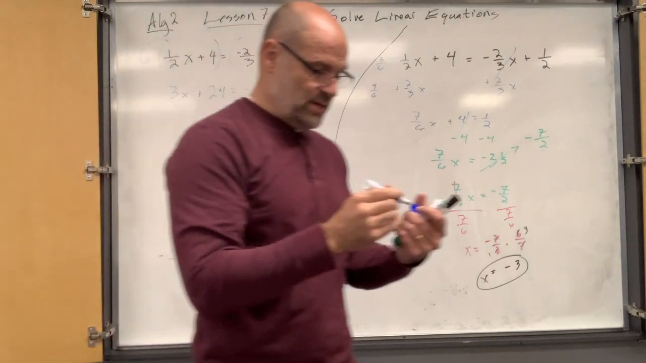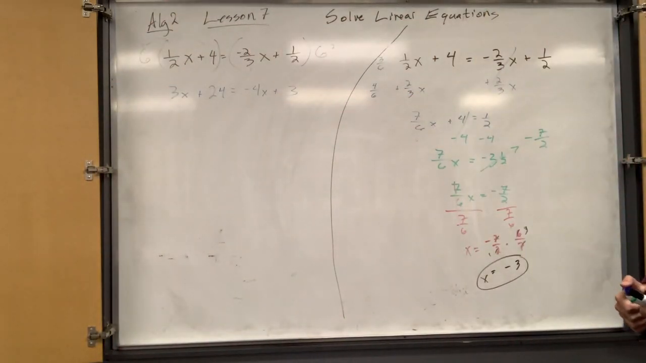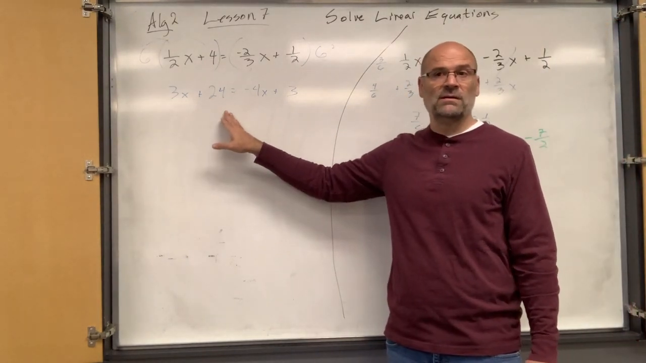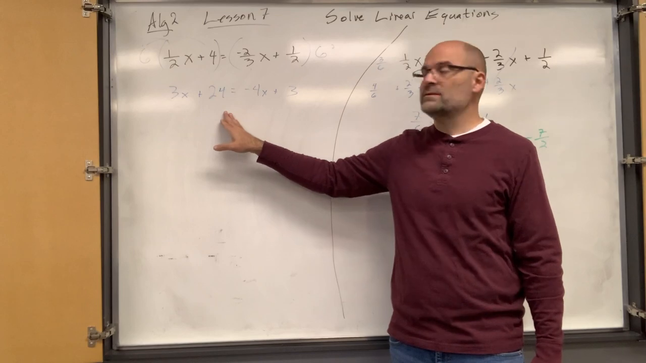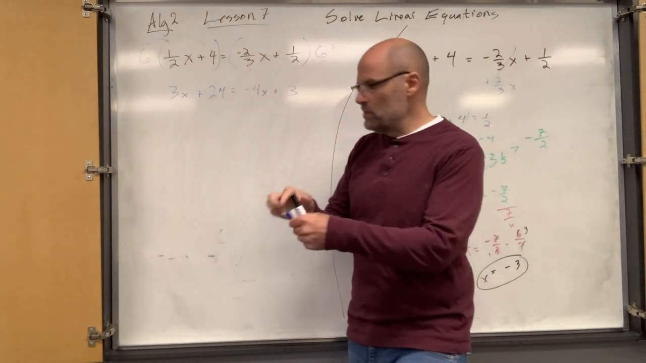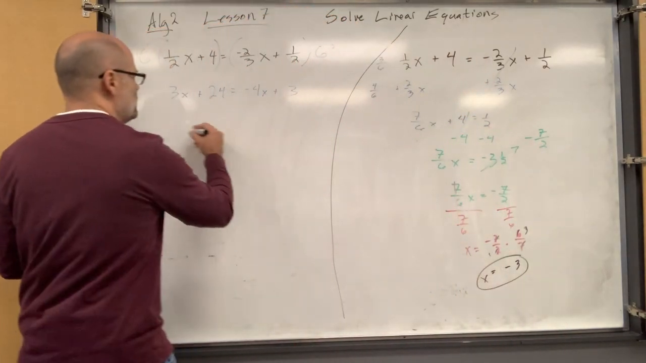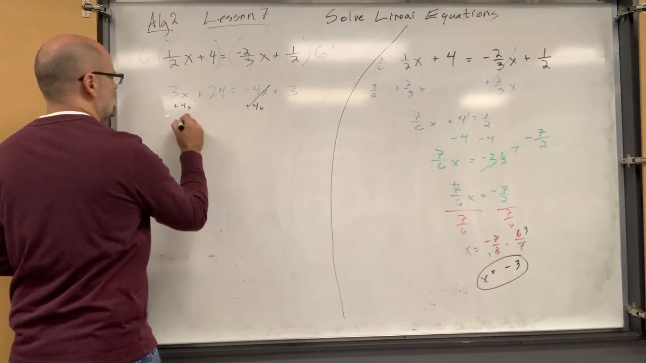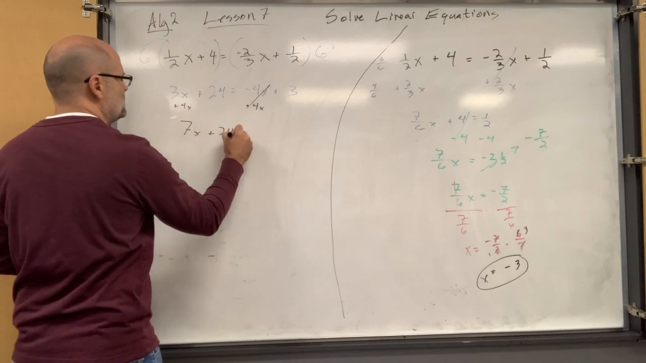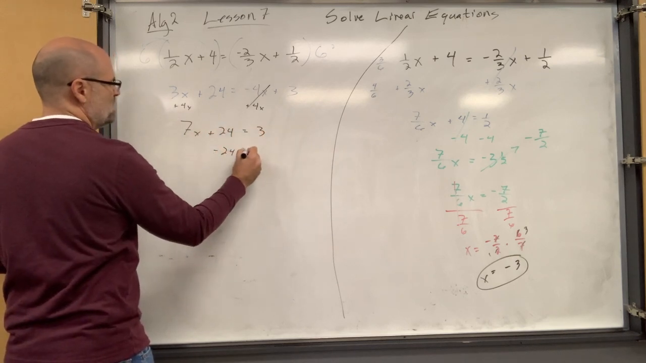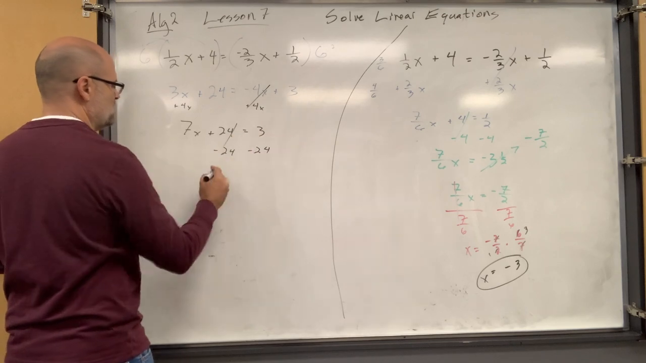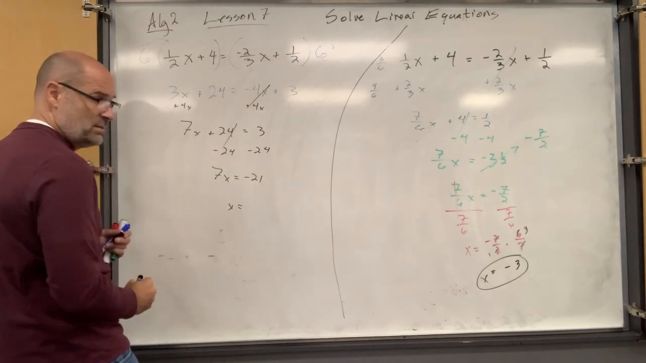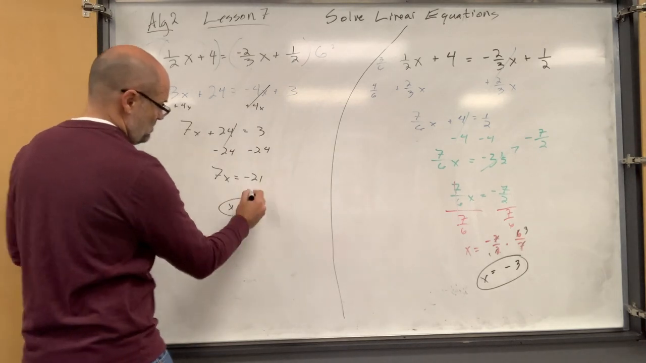So now you have an equation here. All I did was multiply everything by 6, and I've got an equation without fractions. The numbers are a little bigger, but there's no fractions, okay? We'll explore this a little bit more, but if I solve this the same way, get rid of the smaller variable term first: 7x plus 24 equals 3. Get rid of the constant. I'm just doing this real quick because we already did it. 7x equals negative 21, divide by 7, x equals negative 3.